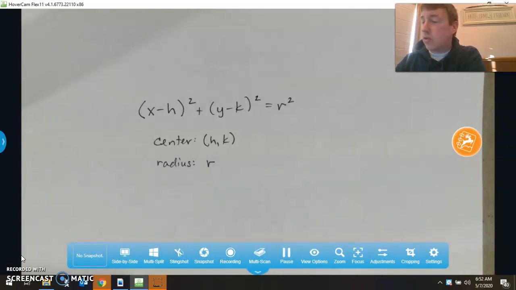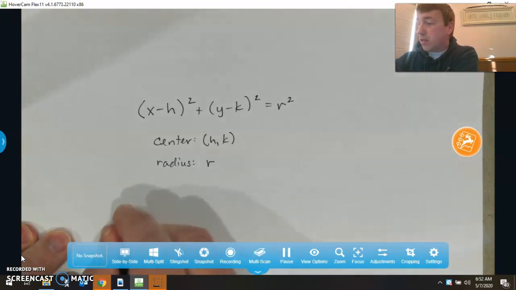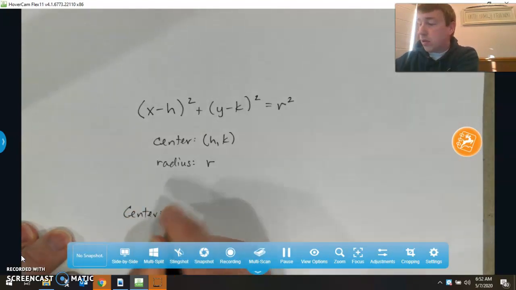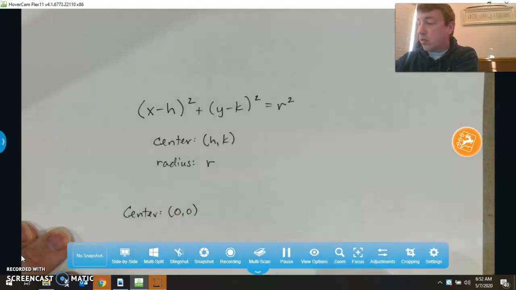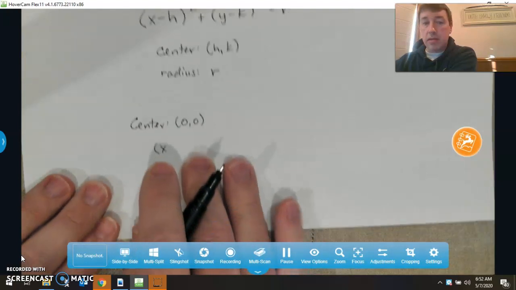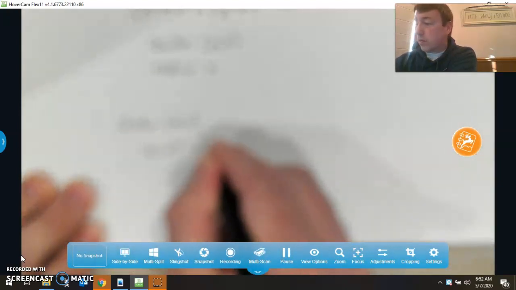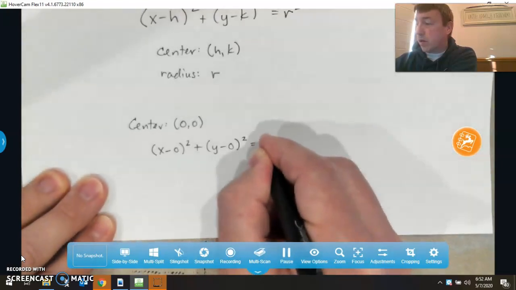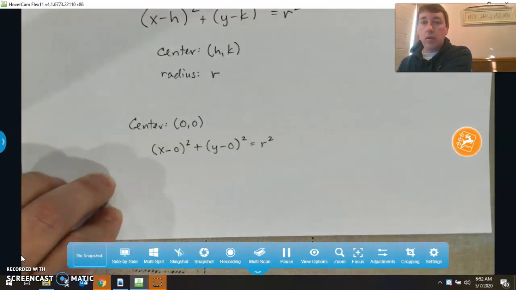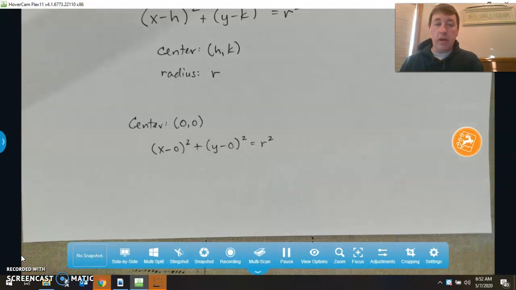Now today's lesson should be nice and easy. Our center will be at the origin, which is (0, 0). So that means it's going to turn into (x minus 0) squared plus (y minus 0) squared equals r squared. Okay, so when we graph, we're going to graph at the origin.